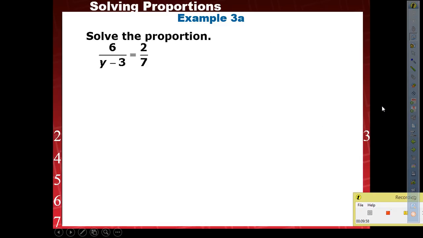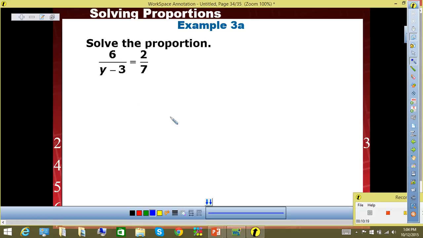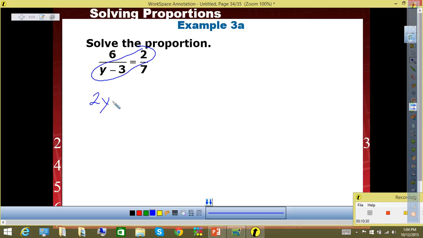Copy this one, please. Example 3A, solve the proportion. We got 6 over y minus 3 equals 2 over 7. Let's do this one together. Here we go. So the variable's over here, so I'm going to cross multiply the 2. But now the variable has another term, so we have to distribute the 2 to both terms. So this is 2y minus 6. Then we go with the other cross multiplication, so that is equal to 42, and we know what to do from there. Is that correct? Yeah.